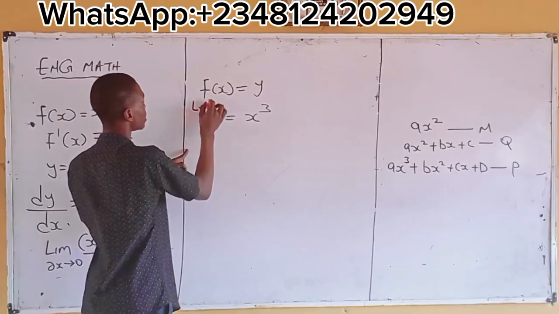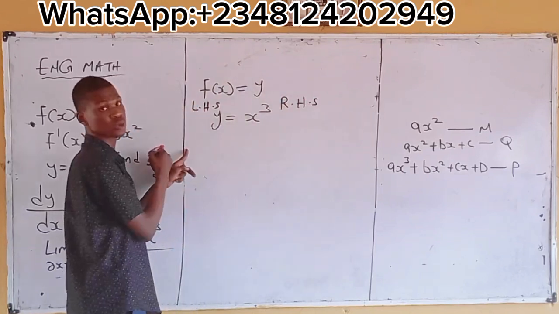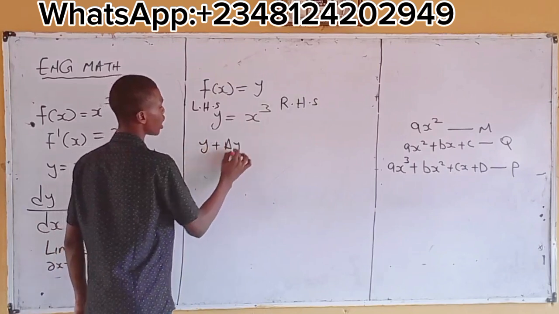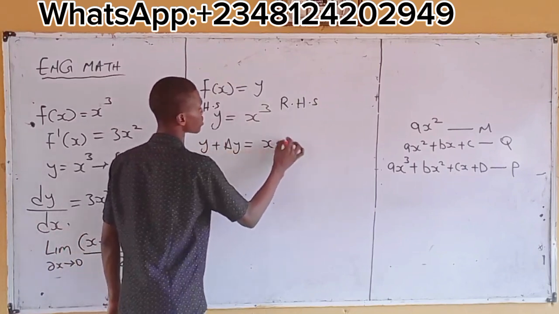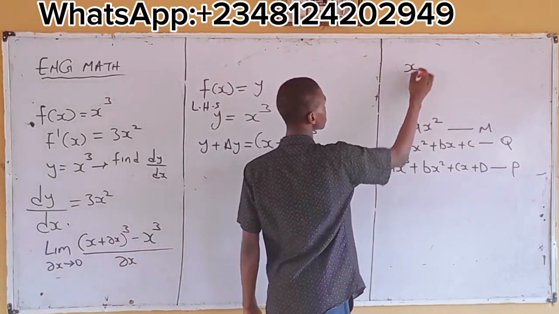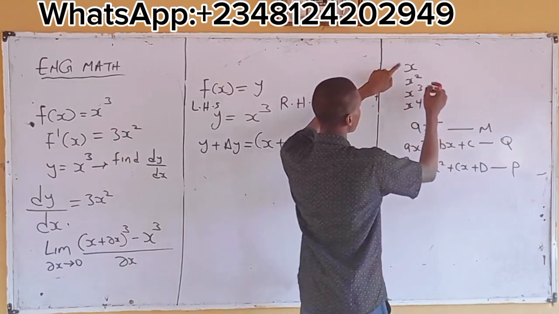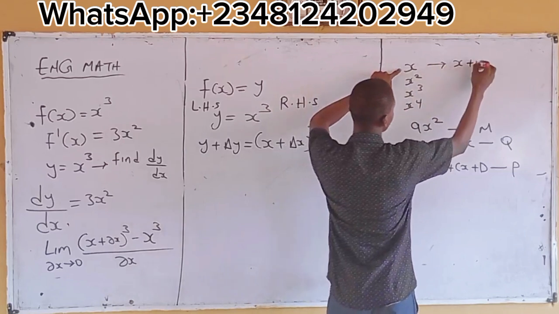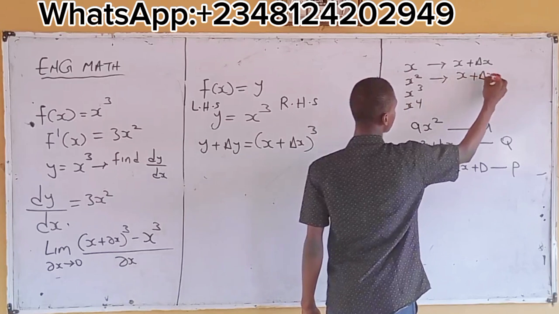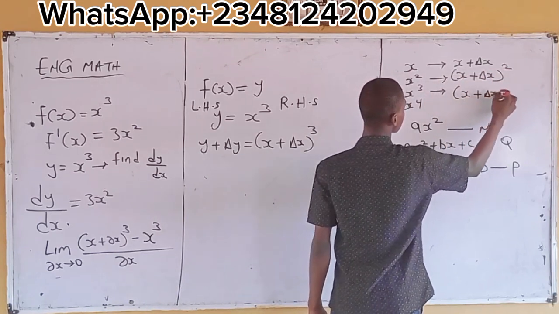This is my left hand side, this is my right hand side. Meaning for the left hand side, I add change in y, for the right hand side, I add change in x. Meaning that y plus change in y is equal to x plus change in x all cubed. Take note, if you have x squared, x cubed, x raised to power 4, you want to add change in x to this. The answer is x plus change in x all squared. Similarly for x cubed, what do you have? x plus change in x all cubed.